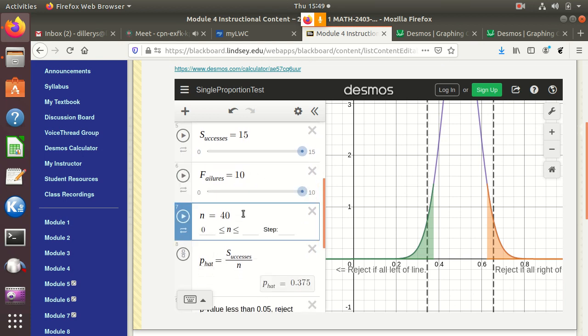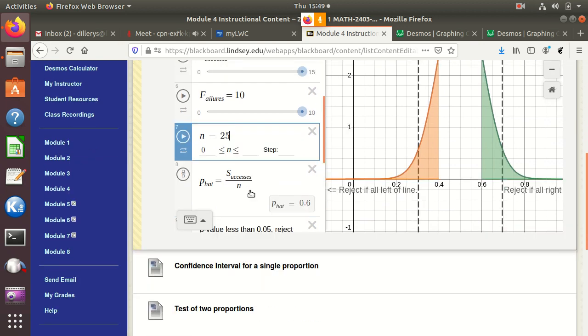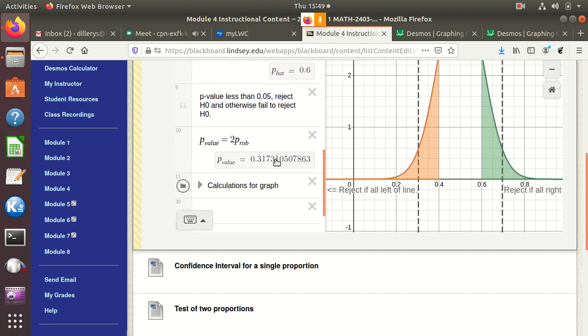Now, it doesn't do the addition for us. I don't know why I didn't have it do it, but anyway. So N was 25, and so p-hat, it calculates that, and it calculates the p-value. I said 0.32 using the rule of thumb. It's actually 0.317. Pretty close rule of thumb, right? I mean, if you got the right numbers, it's pretty simple.